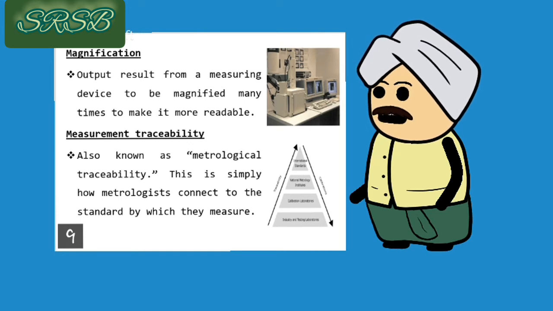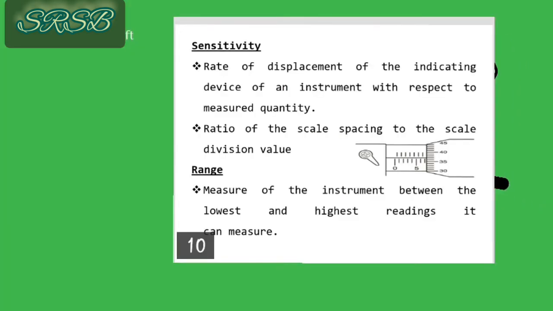Next, measurement traceability. Measurement traceability is also known as metrological traceability. This is simply how metrologists connect to the standard by which they measure. So when the experimenter or metrologist conducts an experiment, how it is connected to the standard value deals with measurement traceability.